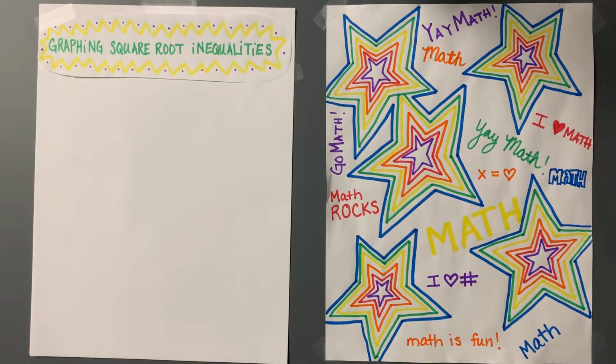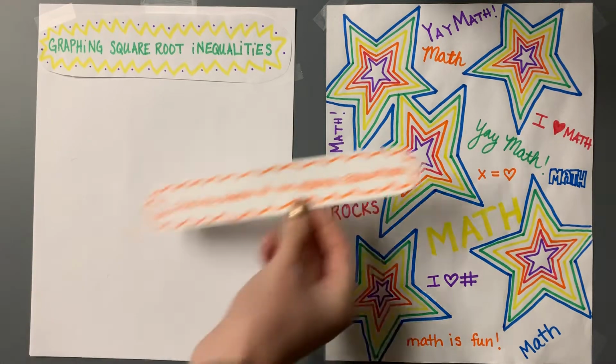Hi, welcome back. In this video, we are going to be talking about graphing square root inequalities in two variables. The process is very similar to the process we've used before for graphing inequalities in two variables, like linear and quadratic inequalities. There's just one additional step that needs to happen regarding the restricted domain of the square root function.